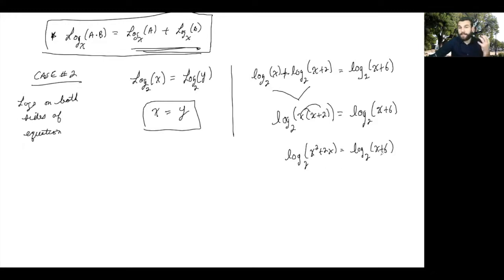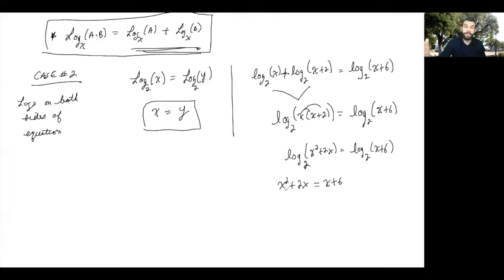Now we have this form. We have our case number 2. We have a log equal to a log. The bases are the same, 2 and 2. So the only thing that makes sense is that x squared plus 2x must equal x plus 6. The insides must be the same.